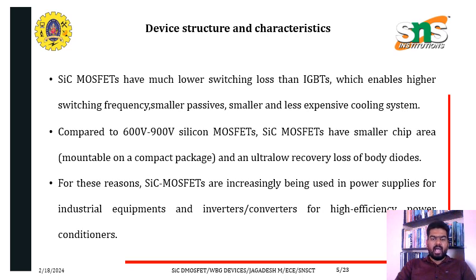SiC MOSFETs have much lower switching loss than IGBTs, which enables higher switching frequency and a smaller, less expensive cooling system. Compared to 600 volt to 700 volt silicon MOSFETs, SiC MOSFETs have a smaller chip area mountable on a compact package and an ultra low recovery loss of body diodes. For these reasons, SiC MOSFETs are increasingly being used in power supplies for industrial equipment and in inverters and converters for high frequency power conditioners.